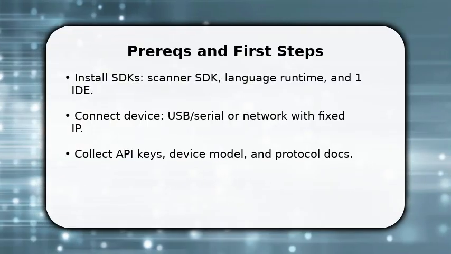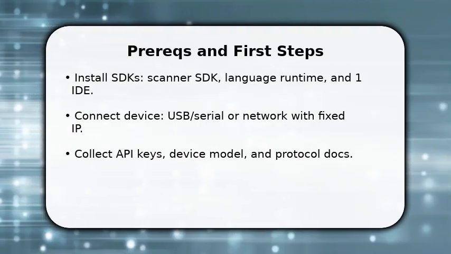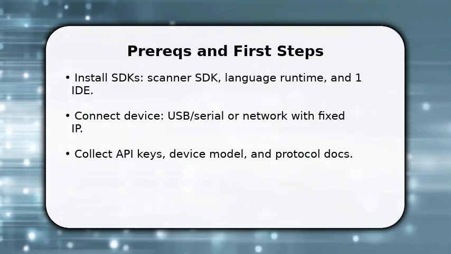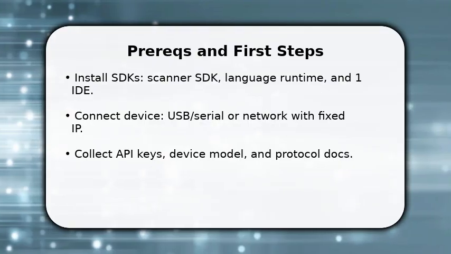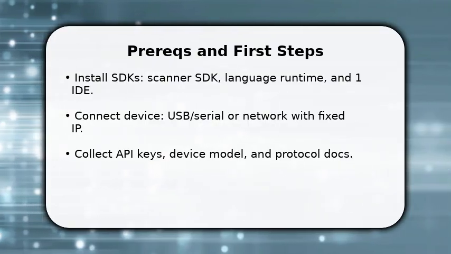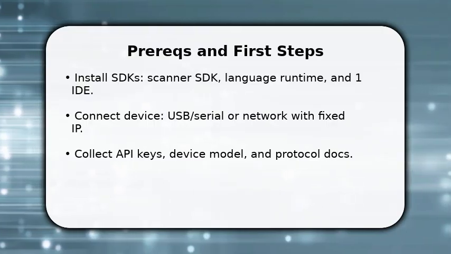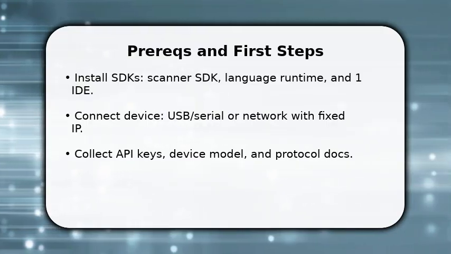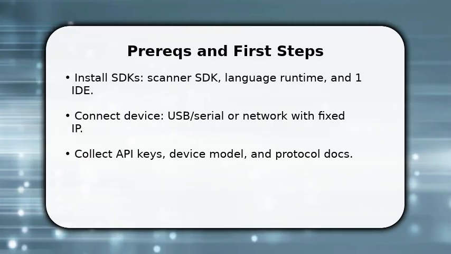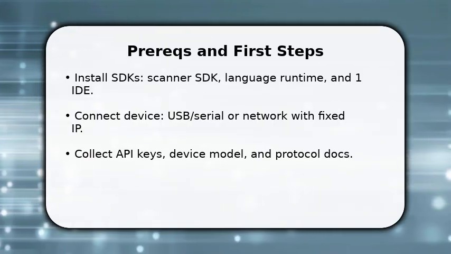You start by confirming prerequisites and then immediately initialize a project repository so progress is tangible. Install the scanner SDK and the language runtime. Create a minimal project skeleton in your IDE. Once done, plug the scanner into USB or ensure network reachability, then retrieve API keys and the device protocol sheet.